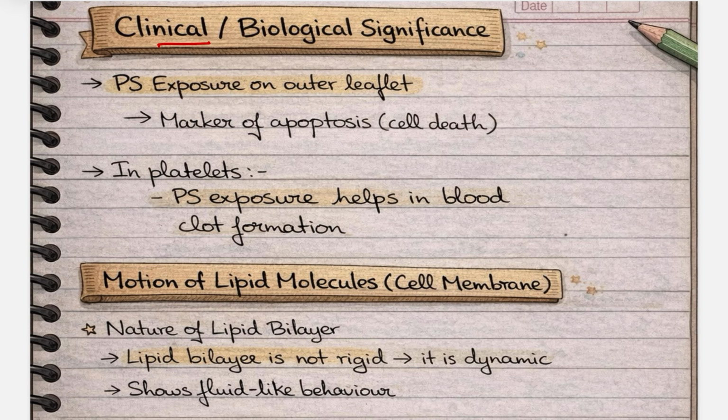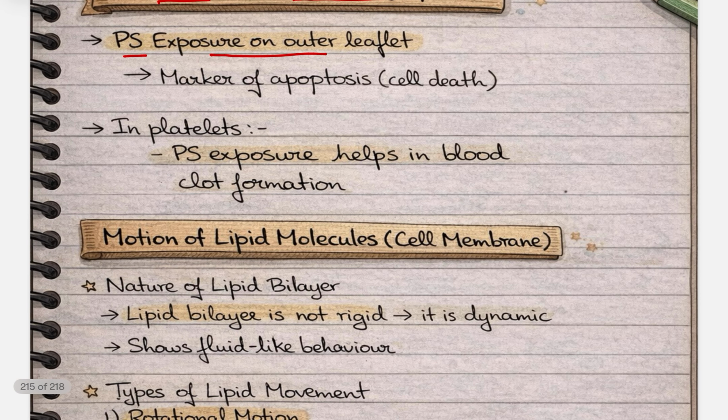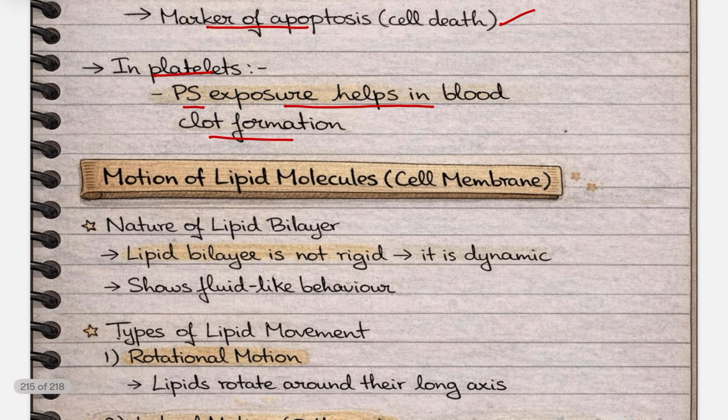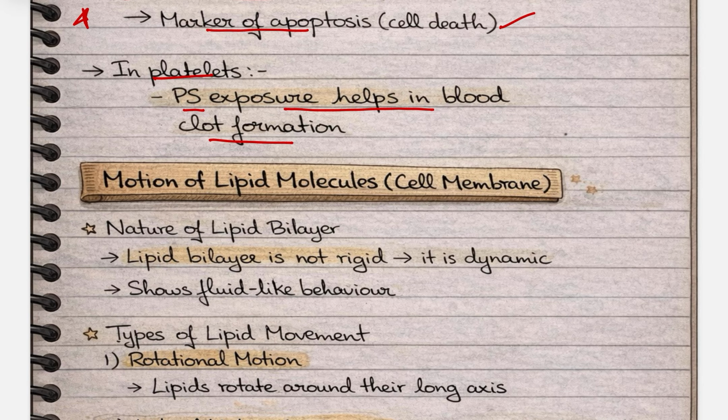Now, clinical or biological significance. Phosphatidylserine exposure on the outer leaflet acts as a marker of apoptosis or cell death. In platelets, phosphatidylserine exposure helps in blood clot formation. So this is an important function.